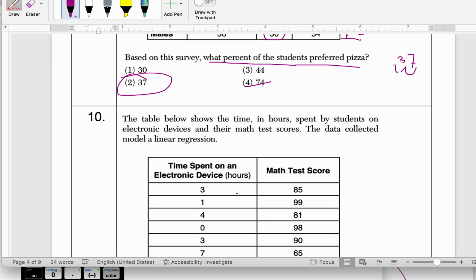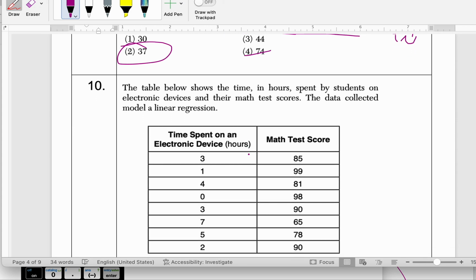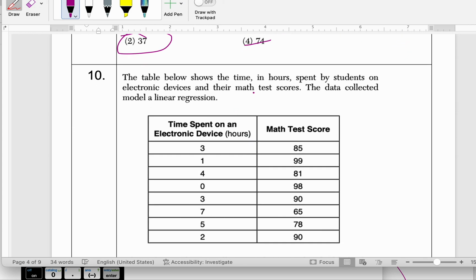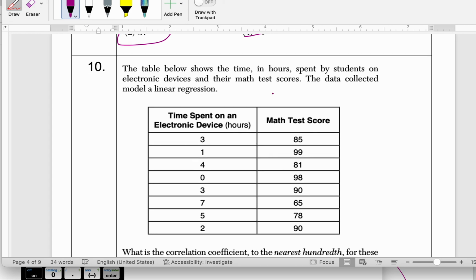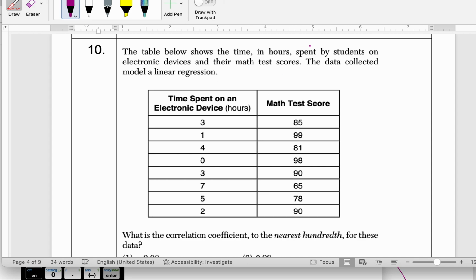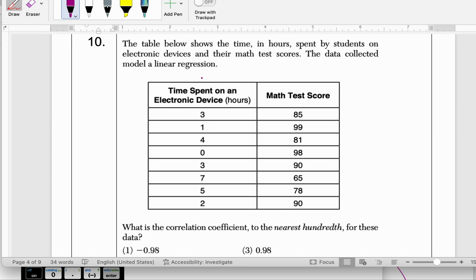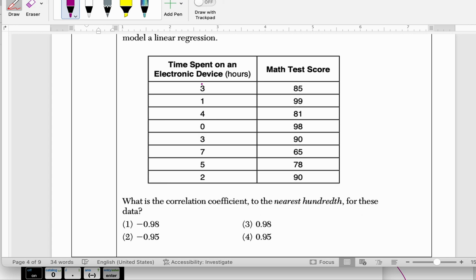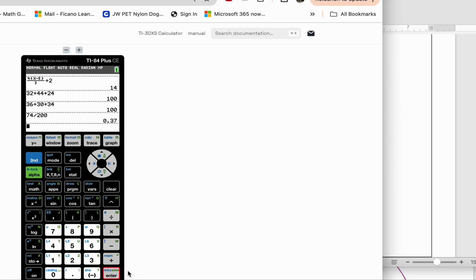Okay, so the table below shows the time in hours spent by students on electric devices and their math test scores. The data collected model a linear regression. Okay, what is the correlation coefficient to the nearest tenth for these data? Okay. Wow, such a weird way to word stuff. Okay, so what I'm going to do to find the correlation coefficient is I'm going to put these numbers into my stat calculator.